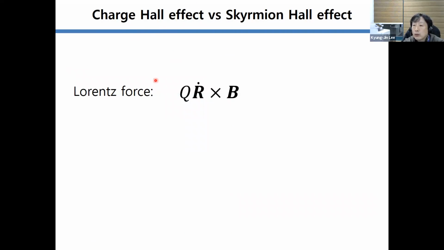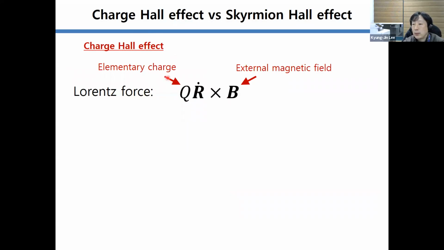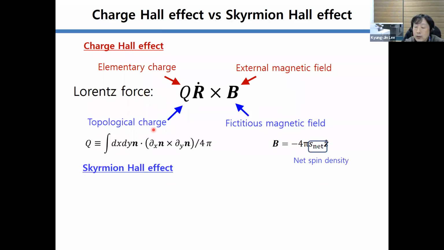From the charge Hall effect, we know that it originates from the Lorentz force, because of elementary charge Q, the velocity, and this external magnetic field. Actually, the physics behind the Skyrmion Hall effect is quite similar, because we have a topological charge, which is given in this form, where n is the order parameter. In the antiferromagnet or ferrimagnet, this is the Néel order parameter. So it comes from the texture. So the skyrmion has either +1 or -1 of this Q.